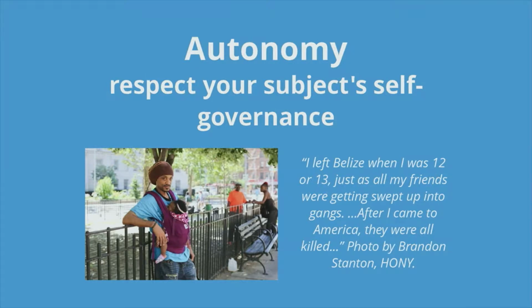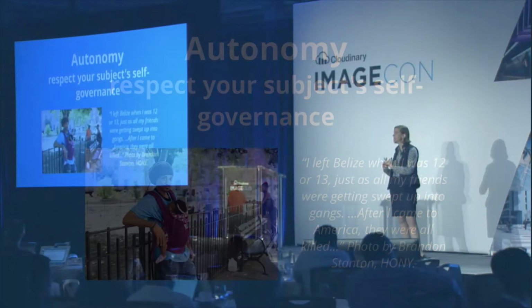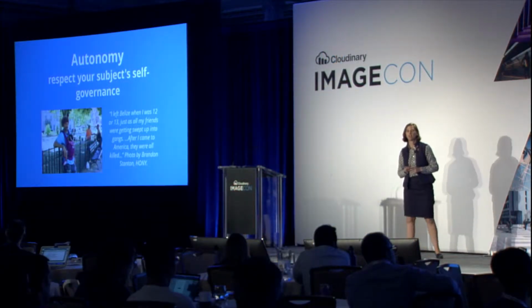So this gentleman is relaxed in his neighborhood, and the context is that he left Belize when I was 12 or 13, just as all my friends were getting swept up into gangs. And after I came to America, they were all killed. So it's quite the storyline behind this very empathetic image. It respects his autonomy because it's uncovered his past. And it's a very great use of taking that ethical image according to the system that has been created by Humans of New York. So take a look at all of that. Anything that this guy writes on YouTube is worth taking a look at.